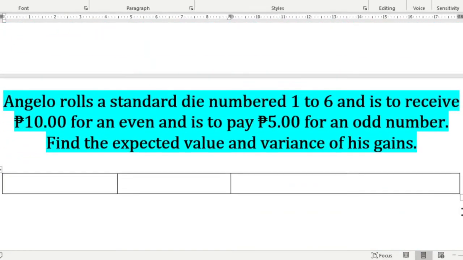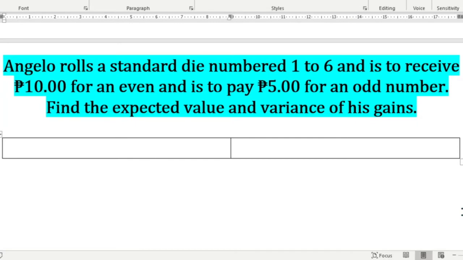Let us understand this problem. This problem is still involving discrete probability distribution. In other words, for us to be able to solve this, we need to construct a probability distribution table. And in a probability distribution table, we need the possible values of our random variable and its corresponding probabilities. First, let us understand what the problem is asking for. The expected value is the mean of our probability distribution table. And then we have to calculate for the variance.